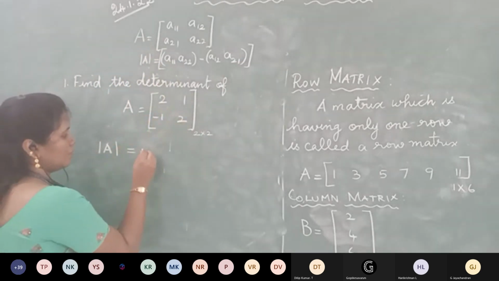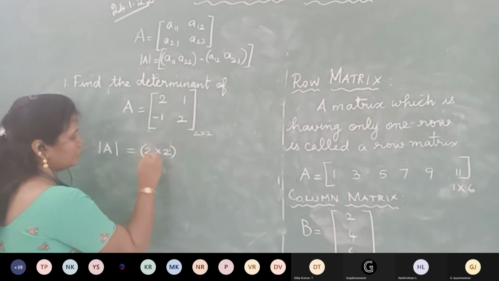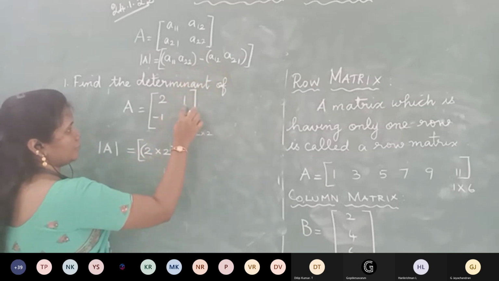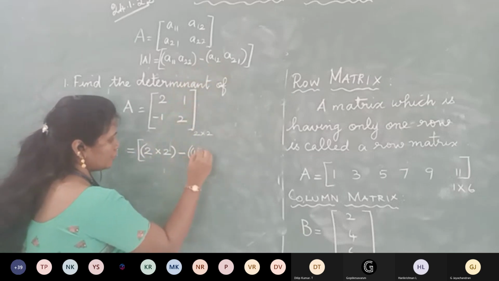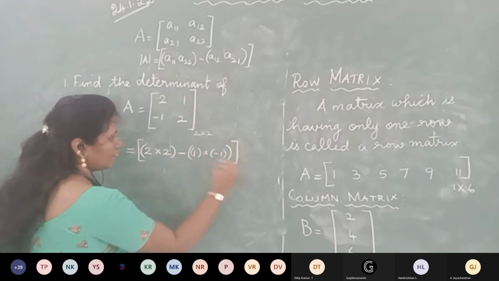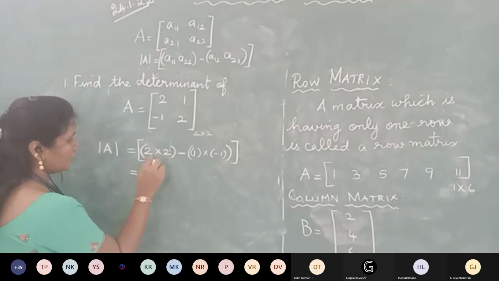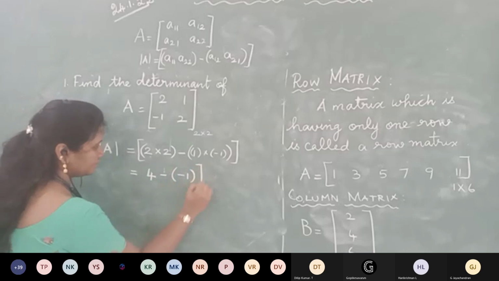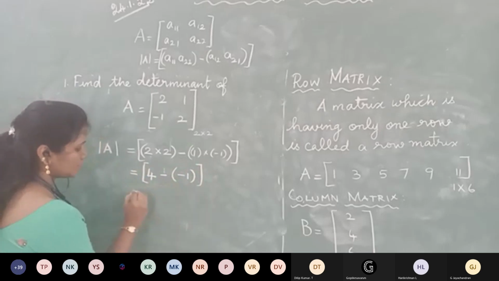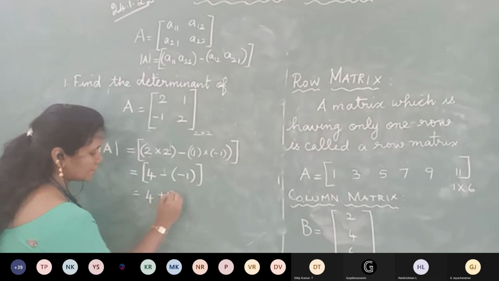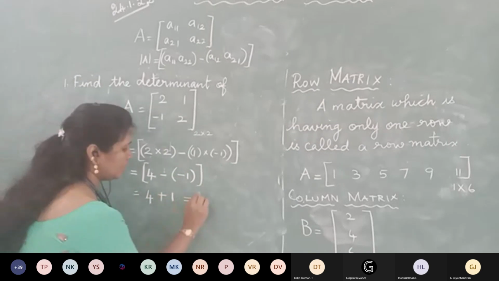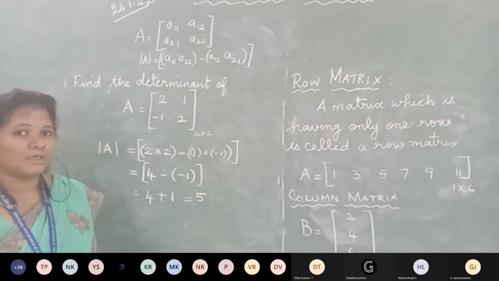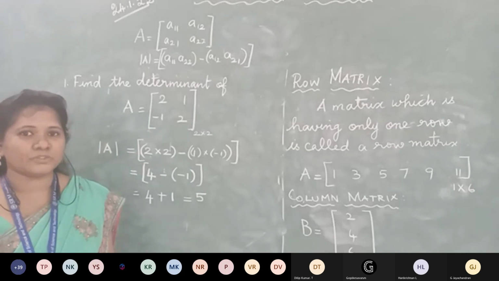So it will be 2 into 2. Okay, I'll do first step alone, 2 into 2. And then you have a minus sign into these two terms. So 1 into minus 1. So when you multiply, this will be 4, minus 1 into minus 1 will be minus 1. Now minus into minus what? Will become plus 1. So your determinant of A will become 5. You remember how you're doing this determinant? This is for a 2 cross 2 matrix. Any doubts you've got?